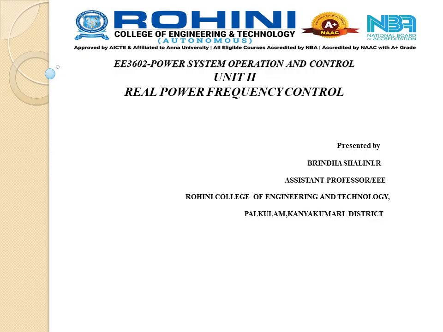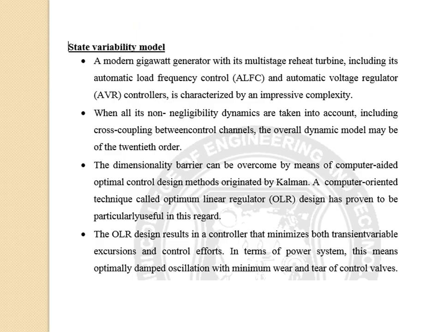In this video, we are discussing the state variable model. A modern generator with its multi-stage turbine includes the automatic load frequency control and automatic voltage regulator control. It is characterized by impressive complexity. When all the dynamics are taken into account, including cross coupling between control channels, the overall dynamic model may be of the 20th order. That dimensionality is overcome by means of computer-aided optimal control design methods originated by Kalman.